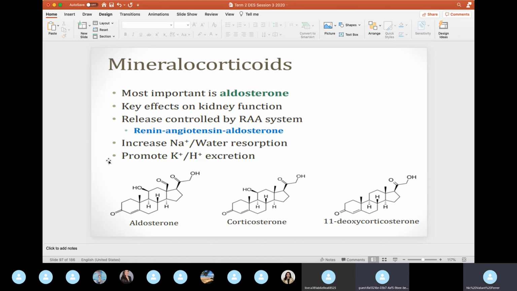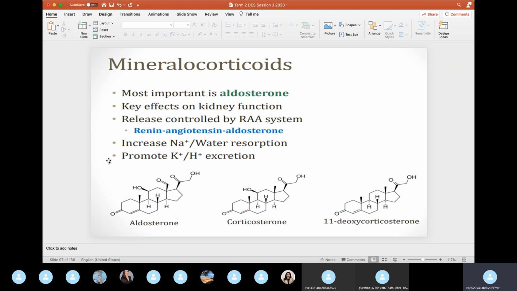Actually, that's for ADH. Sorry. It actually increases reabsorption of your sodium. Sodium, yes. And the water follows. Excellent. So if I have increased sodium reabsorption, what happens to potassium? It decreases. So you have increased wasting of your potassium.